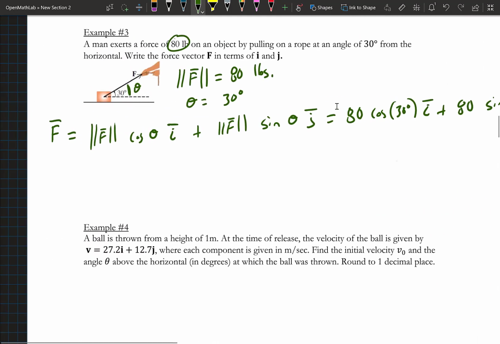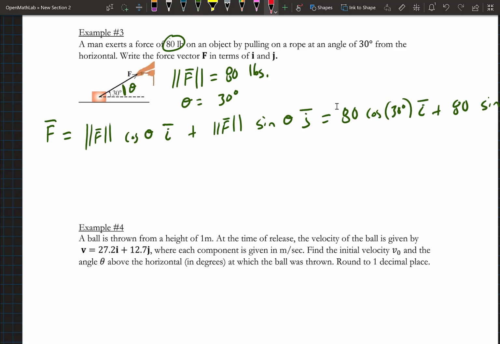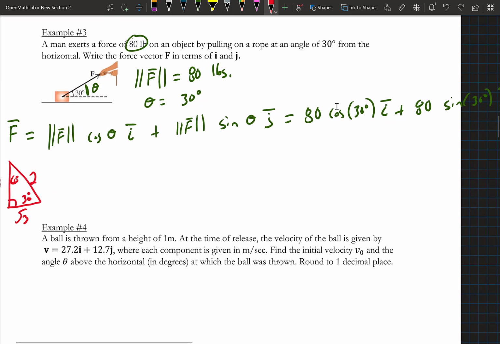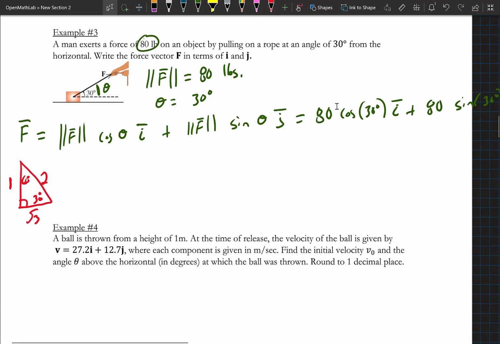And of course, I can make my 30-60-90 triangle really quick. Across from 30 is 1, across from 60 is radical 3, the hypotenuse is 2. Then I can plug these values in.